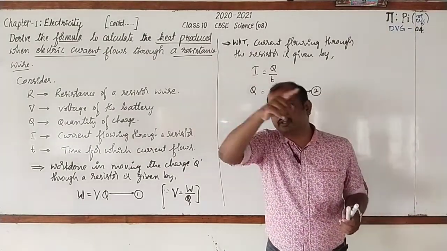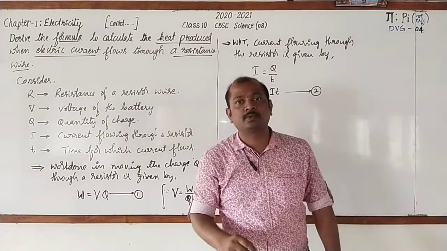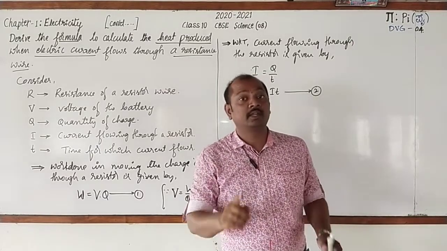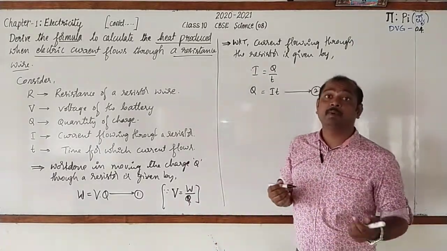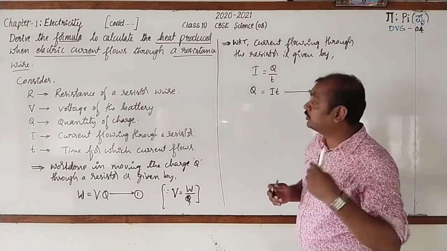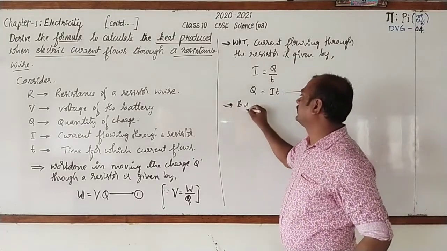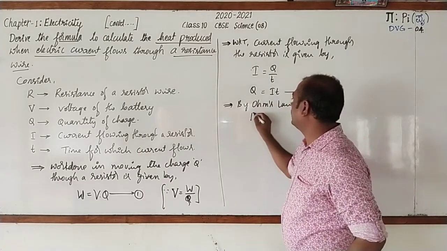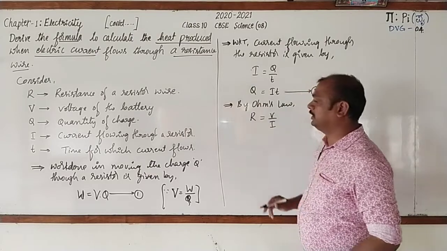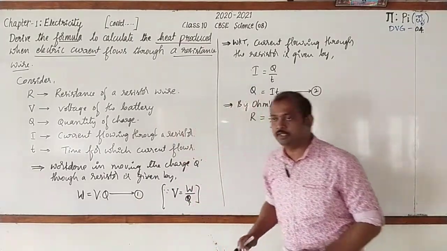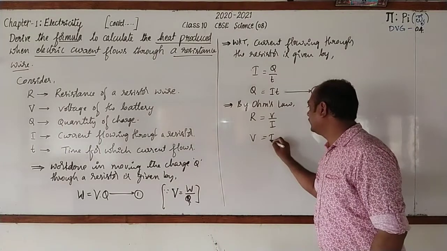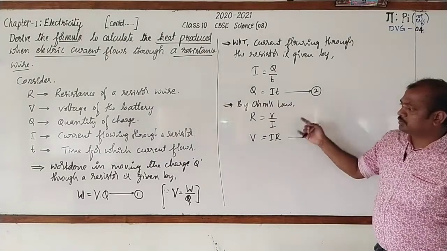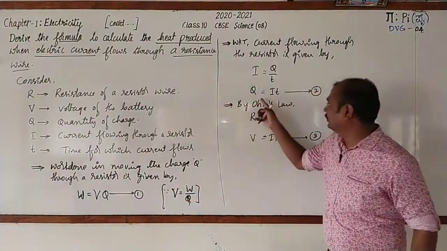When the current is flowing in the circuit, there is a relationship between current and the potential difference between the ends of a conductor. That relationship can be expressed by, what is that? Ohm's law. Yes. According to Ohm's law, R is equal to V by I. But what is needed? V. Then V is equal to I into R. I call this as equation 3. So we have got both the terms V and Q.